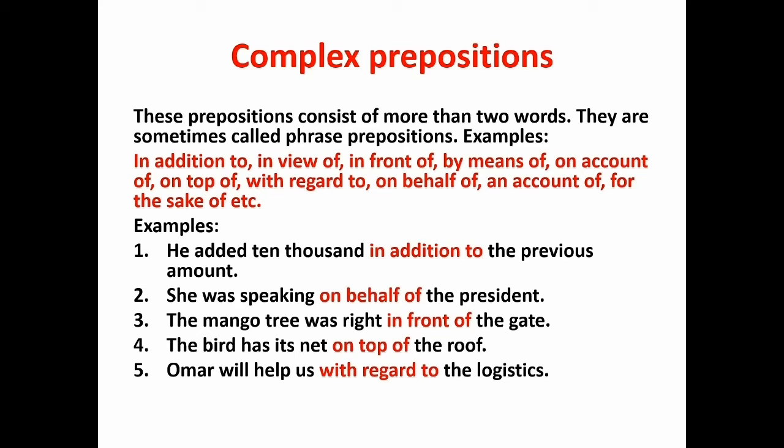Number 3, the mango tree was right in front of the gate. In front of is the complex preposition there. Number 4 says the bird has its nest on top of the roof. On top of is the complex preposition there. Number 5, Omar helped us with regard to the logistics. With regard to is a complex preposition there.